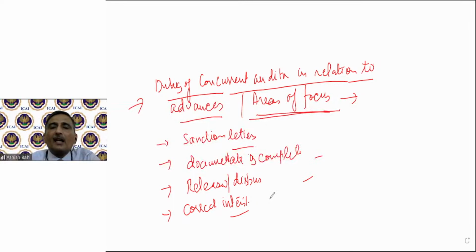So you can yourself make such sort of points. He would also review the operation of account, that account remains within the sanction limit, within the drawing power. So clear, guys?